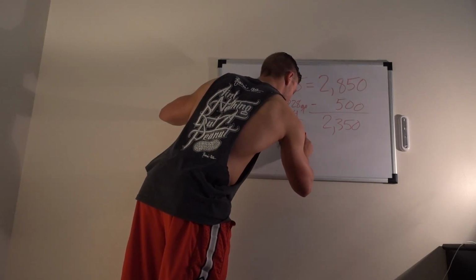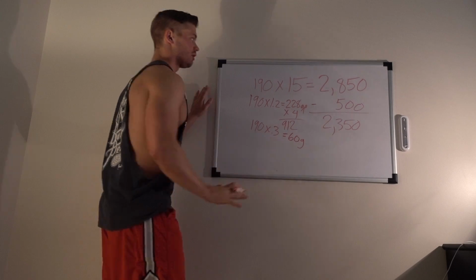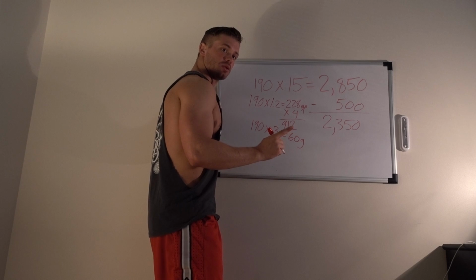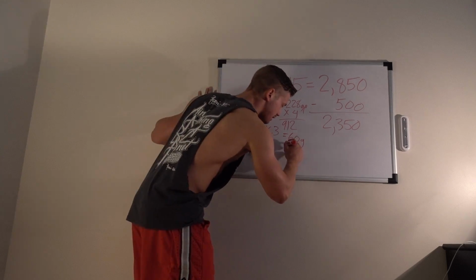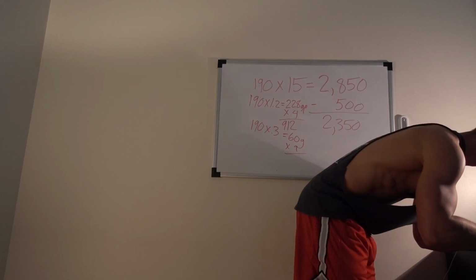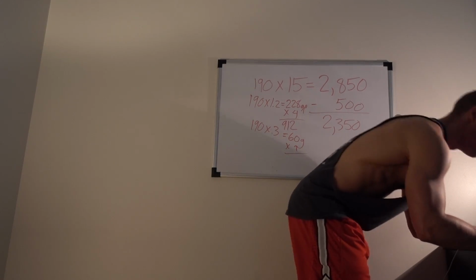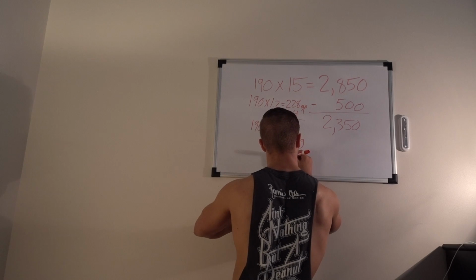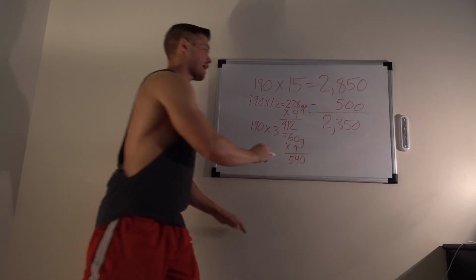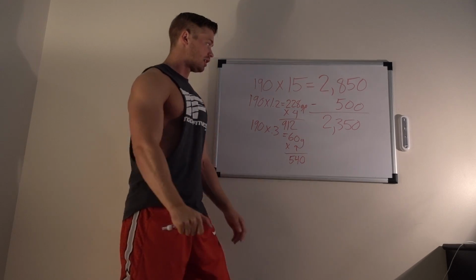Sorry if it's getting a little messy. So we said 1 gram of fat equals 9 calories. So we're going to take that 60 times 9, 540. So 540 of your calories each day are going to be coming from fats.